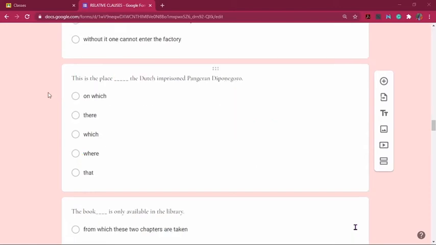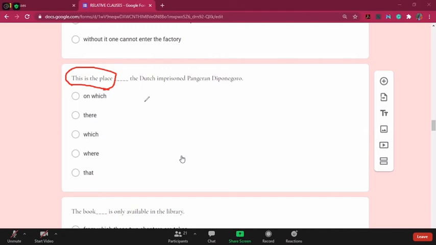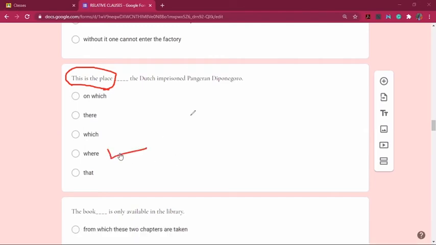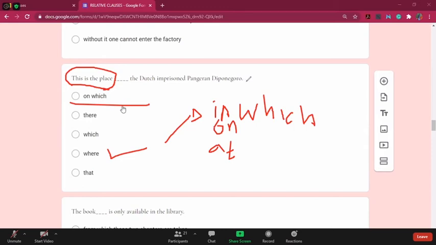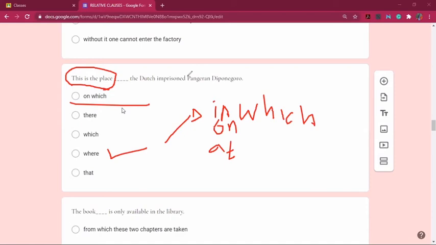Okay, this is quite easy. So I hope Tasha can help me with this. This is the place. Hi, Tasha. This is the place. It's a place, so this is the clue. If you have a place, you can put, I think, on which or which. No, it's a place, honey. It's quite simple. So if it is the place, where? You put where. To replace where, you can put which, but with the preposition in, on, or at. But on is impossible. Why? Because Pangeran Diponegoro will not live on one place, but he will live in one place. So it's quite different between in and on. Okay?